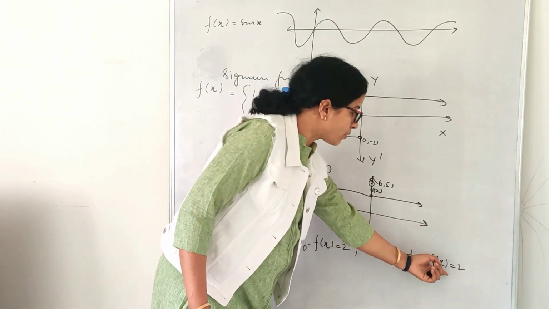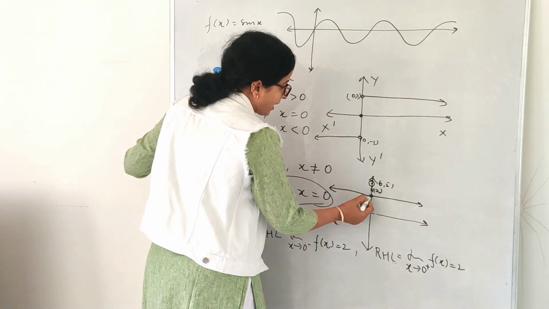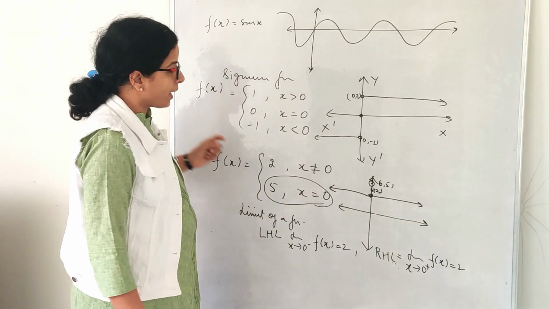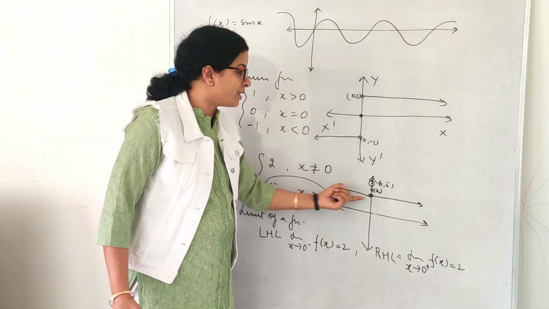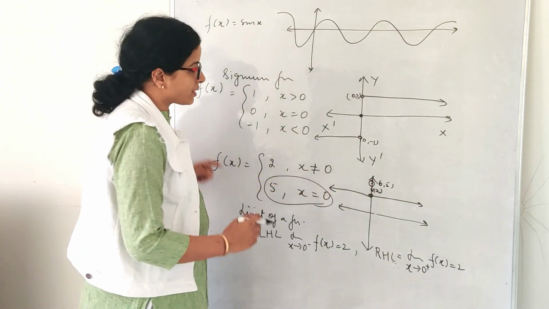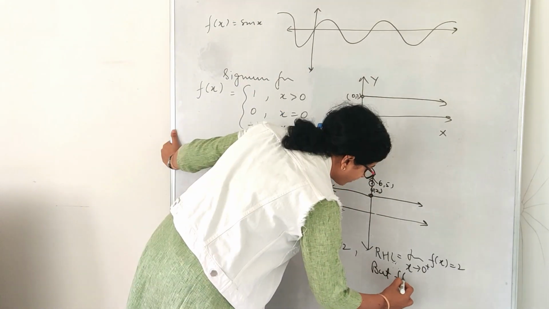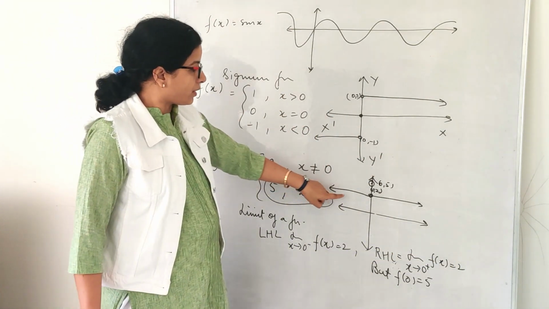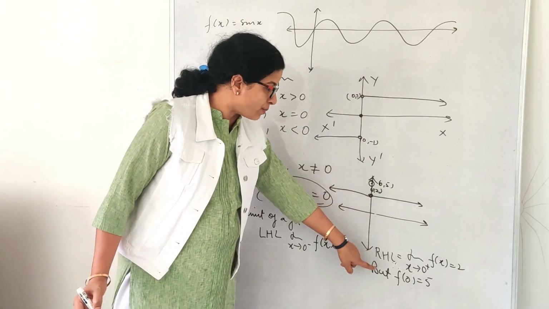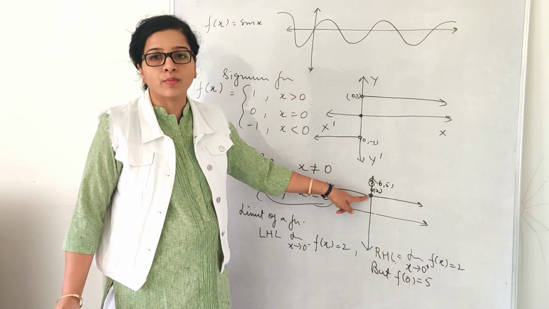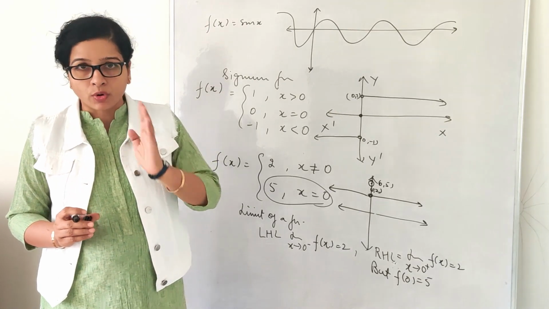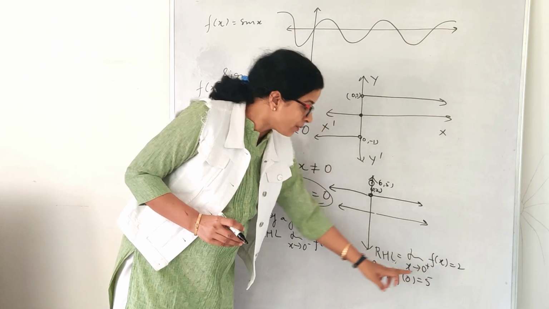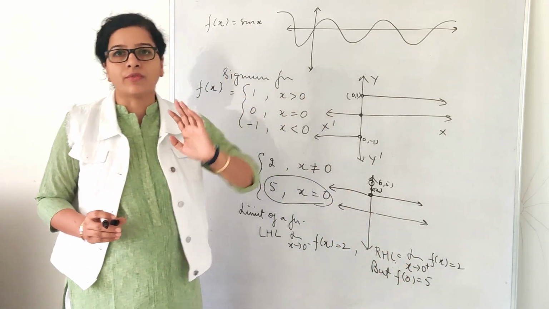Here my left hand limit is equal to right hand limit, but I have a problem at x equal to 0. I couldn't draw the continuous graph in this case, right? So the value of the function f(0) is 5. The continuity of the graph breaks because of the value of the function at that point. It means my function can only be continuous when my left hand limit equals right hand limit equals the value of the function.